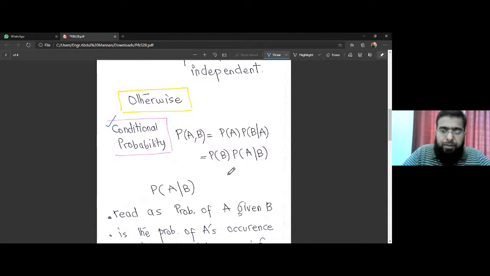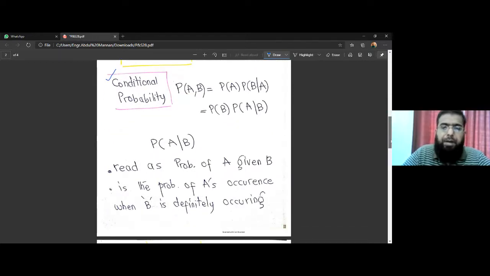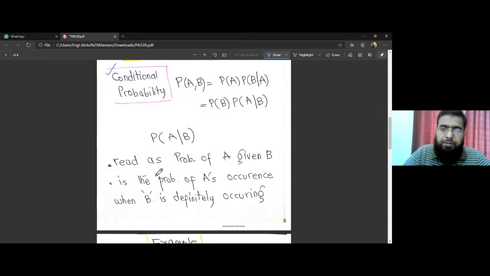A given B or B given A, these two terms are conditional probability terms. The probability of A given B is read as the probability of A given B. What does this physically mean? It is the probability of A's occurrence when B is definitely occurring. The event B is definitely happening. What is the probability that A will be happening at the same time?